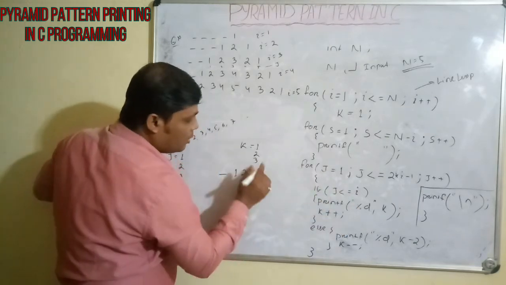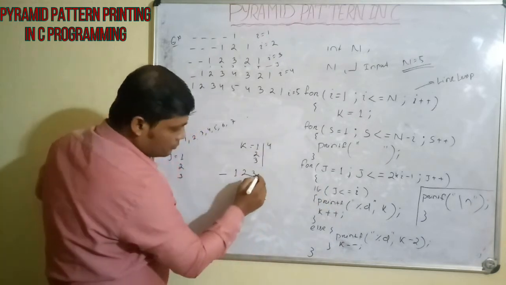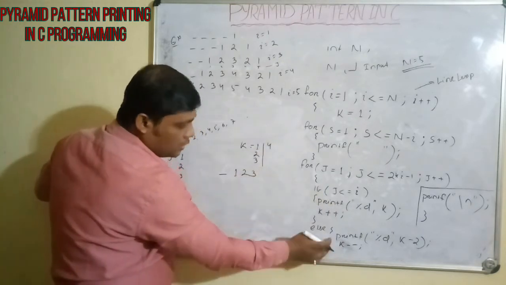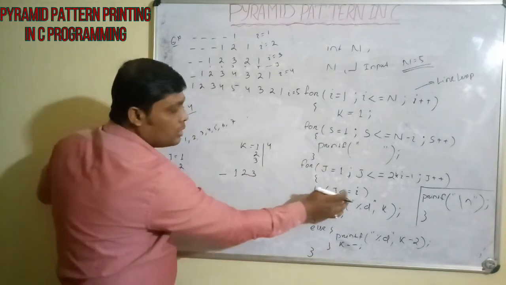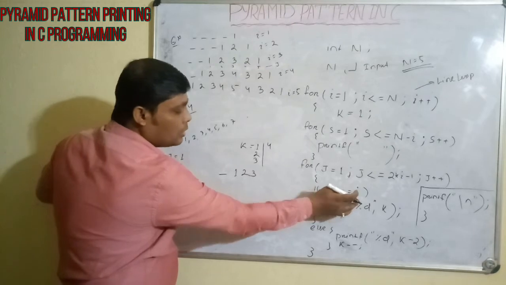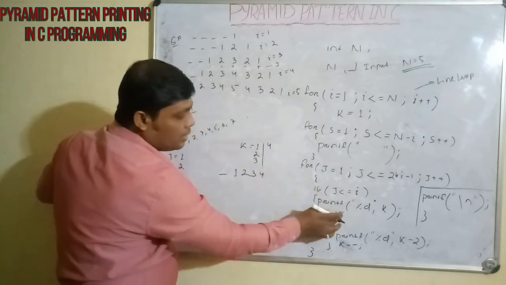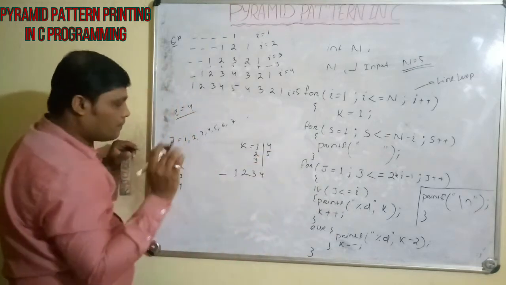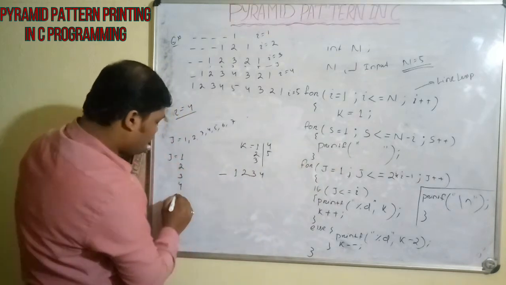Then it will print what? K value, that is 3. Then k value will become 4. When k value is 4, it will not go to else part. J value will be 4. Then 4 less than equal to I, yes, 4. Then condition true, it will print k value, that is 4. Then k value will be 5. It will not go to else part. J value will be 5.